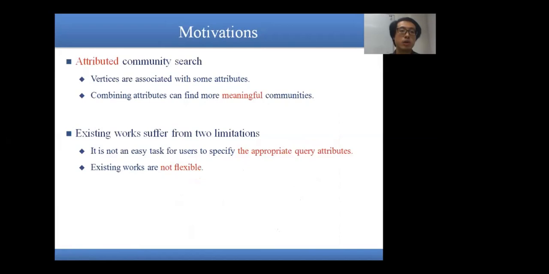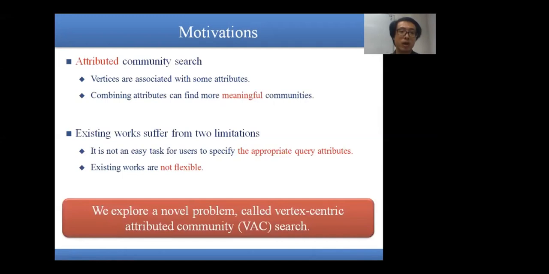Many works have studied attributed community search, but existing works suffer from two limitations. First, existing works usually require users to specify the query attributes. However, it's not an easy task to specify the appropriate query attributes. Second, existing models are not flexible. In particular, these models support only a single kind of attribute. To make up for these deficiencies, we explore a novel problem called vertex-centric attributed community search, and we call it the VAC problem for short.